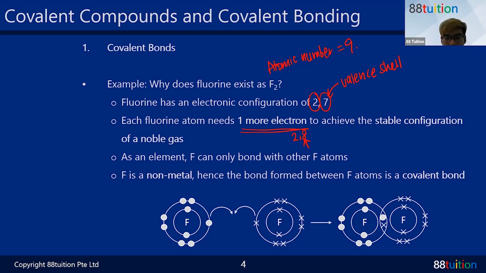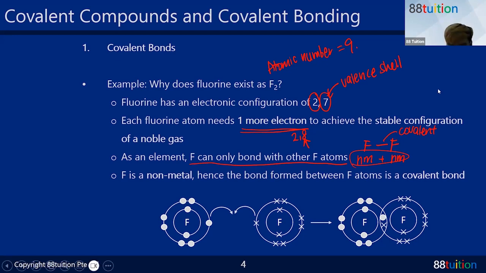As an element by itself, remember that it is only able to interact with itself. It should only be one type of atom, so it can only bond with other F atoms. F is a non-metal, so between F and F, this is non-metal plus non-metal, NM meaning non-metal. This means that the bond is covalent, not ionic. Ionic is metal plus non-metal.